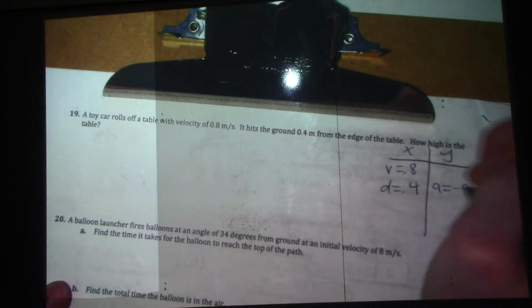I, of course, have my acceleration for y, and because this is a horizontal projectile, the initial velocity for y is 0, not Vi. I'm always going to find time first, and I'm looking for how high the table is. That's a distance, but for y. So first I need to find time.